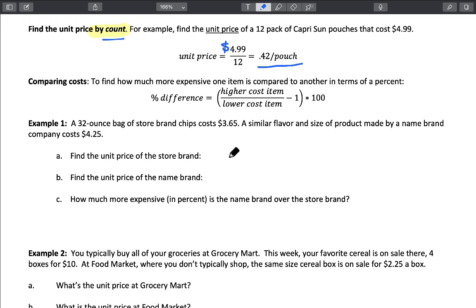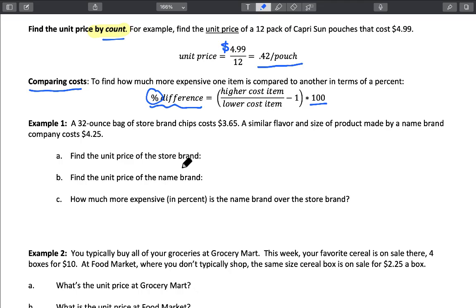Now, oftentimes, this is going to help us because we want to compare costs. We want to get the best deal possible or the best value for our money. So in order to find the percent difference, we're always going to take the higher cost item, divide it by the lower cost item, and subtract 1. Then we'll multiply by 100, and this will give us our percentage rate at the difference between the high cost and the low cost. Let's do a few more examples here.